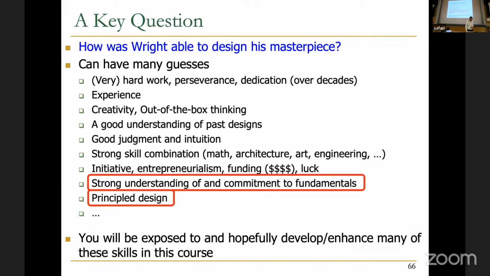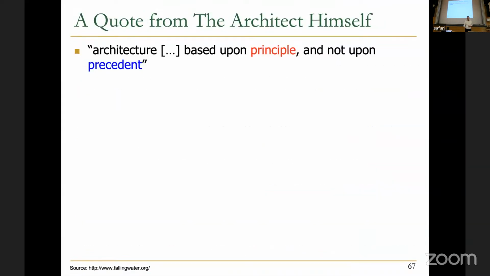Well, you can list things. And principle design is another one. This is a quote from the architect himself. I really like this. Basically, he says architecture should be based upon principle and not upon precedent. Precedent is what comes before, right? Basically, you should really build architectures based on principle and not what comes before, because what comes before may not be good in many senses of the good.